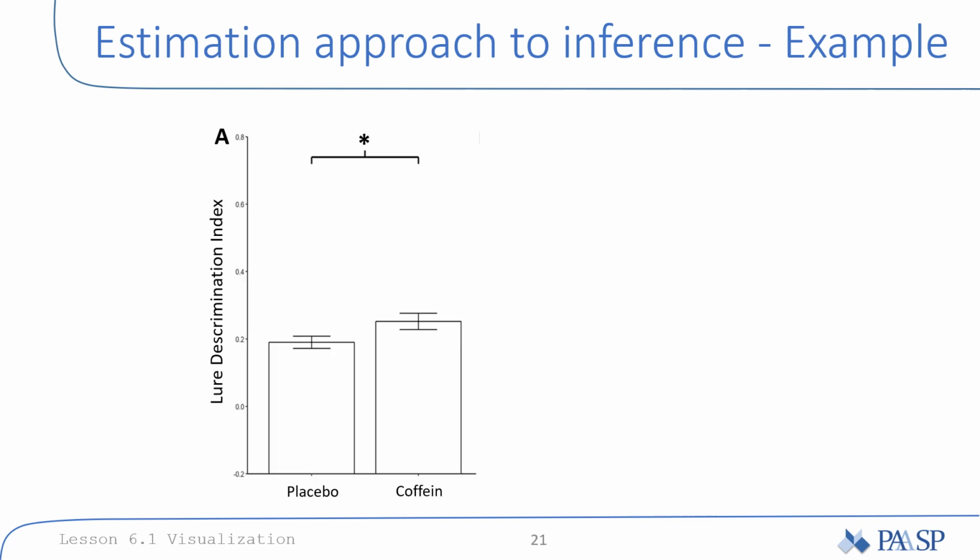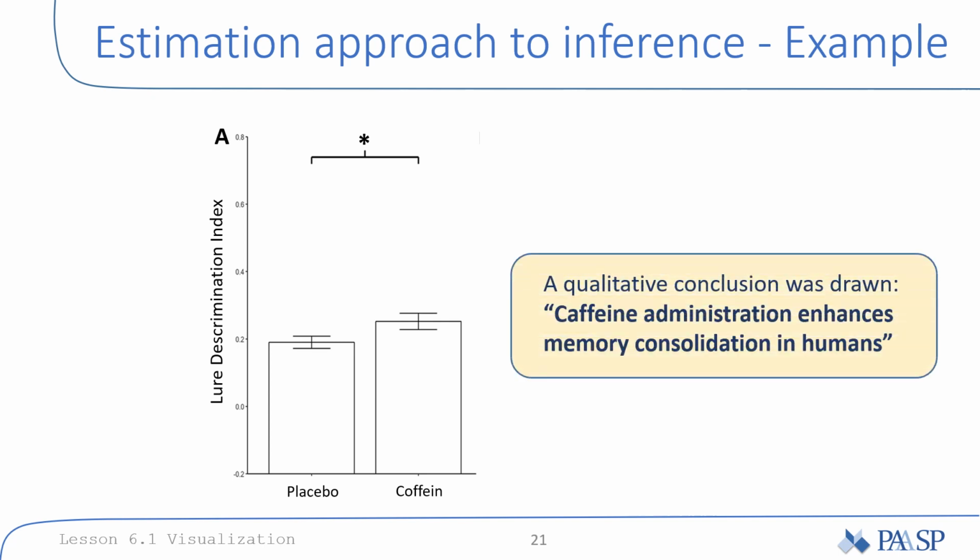In the original report, results were summarized using hypothesis testing, with a t-test indicating a statistically significant enhancement in memory in the caffeine group relative to the placebo group as shown here. This figure shows how such data are often presented. A bar graph with error bars representing SEs and an asterisk to denote a statistically significant difference. And from this, it was concluded caffeine enhances memory consolidation in humans.